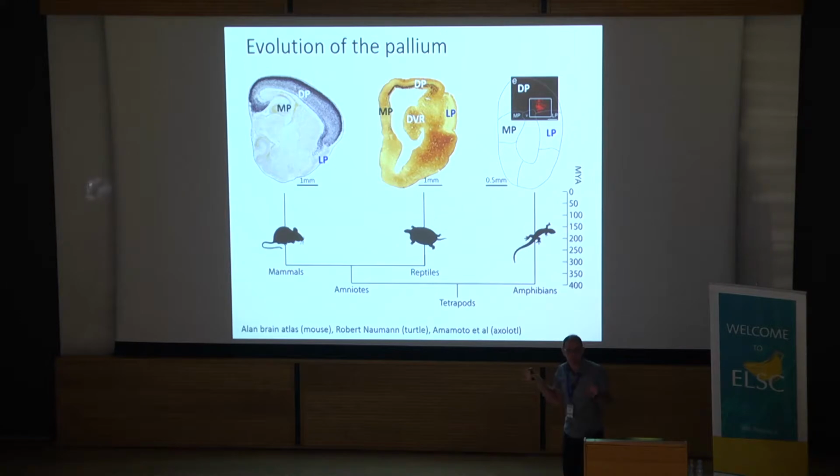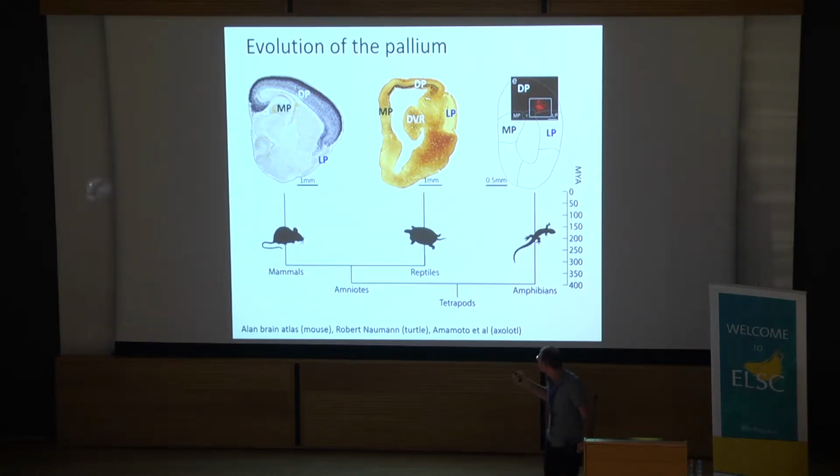So the general organization actually is conserved. On one side of the pallium, we have the medial pallium, which in mammals is the hippocampus, and there's evidence that it's responsible for memory in all of these animal classes. On the other side, we have the lateral pallium, which is the piriform cortex in mammals and responsible for olfaction. But between these two, there's the dorsal pallium, or the neocortex in mammals.